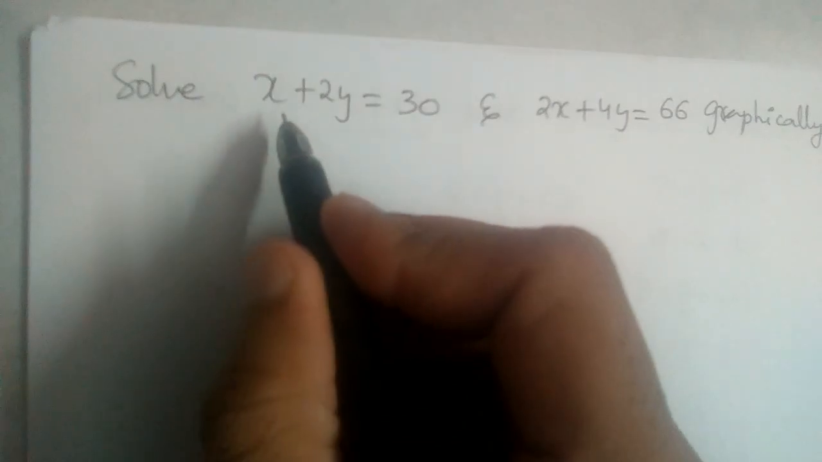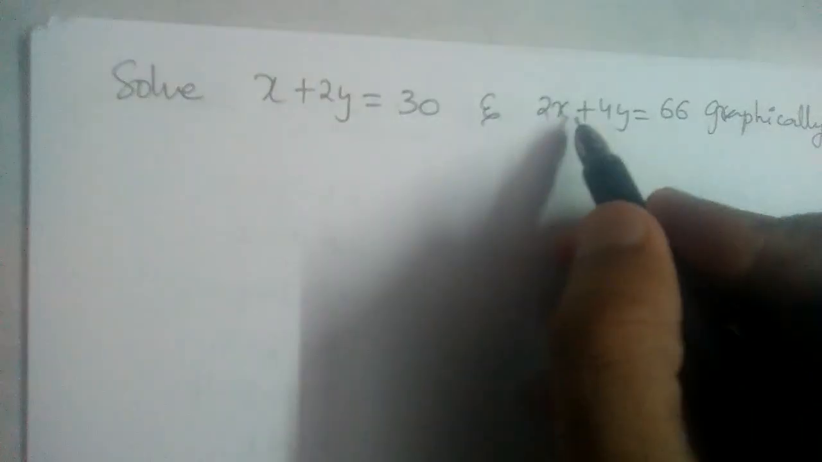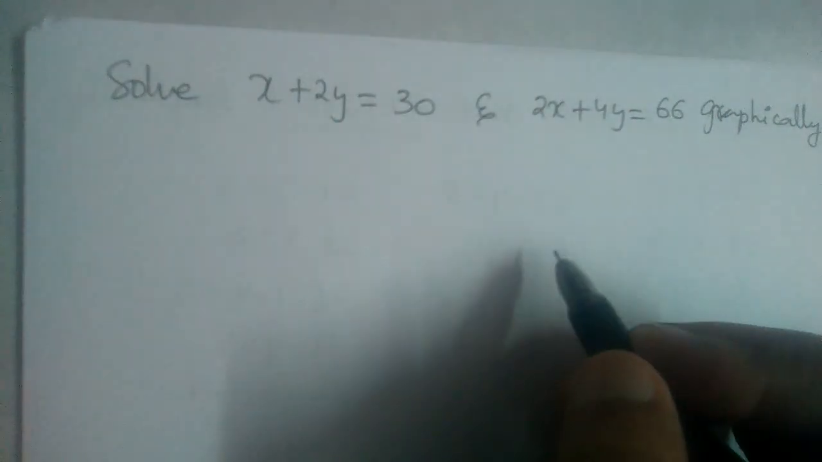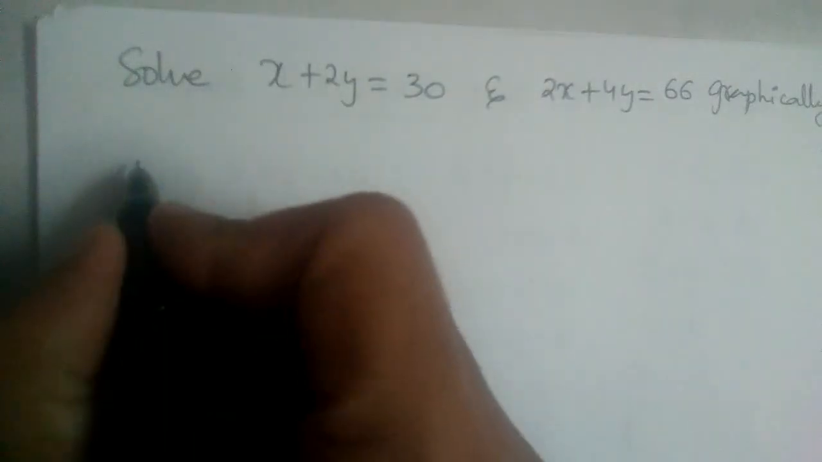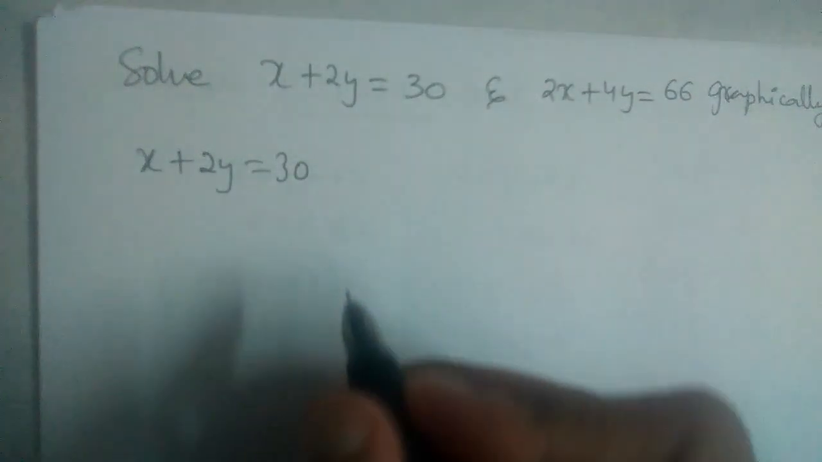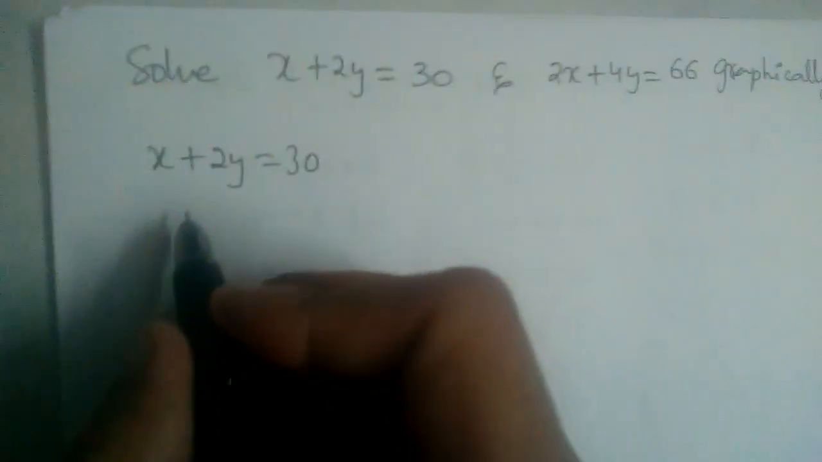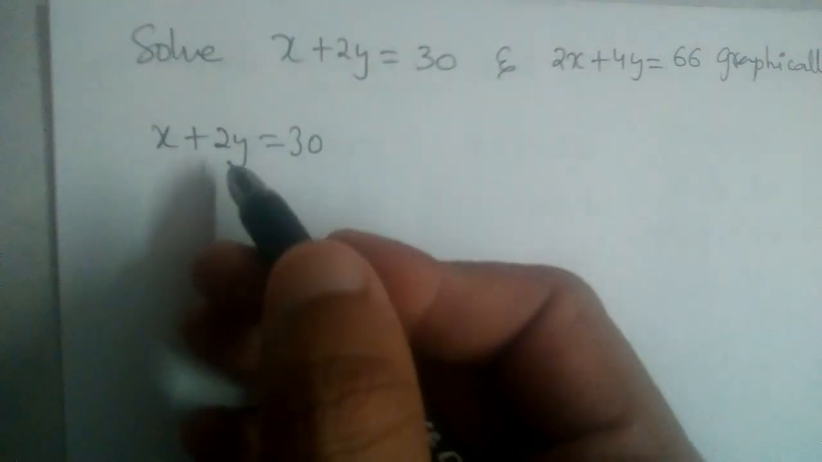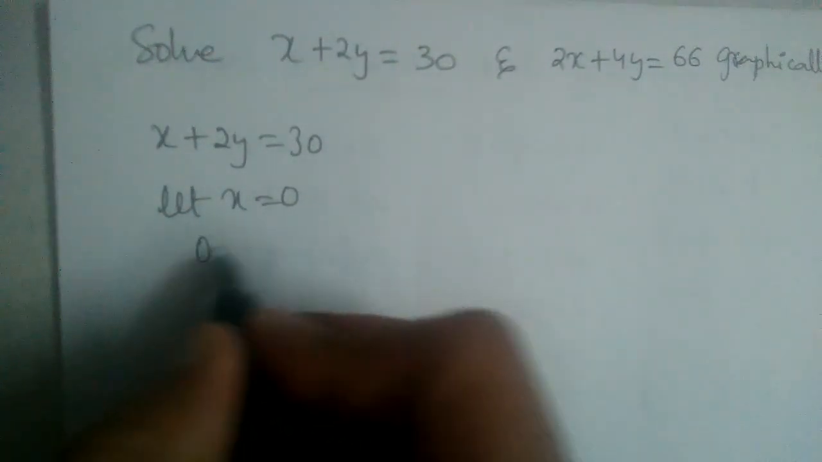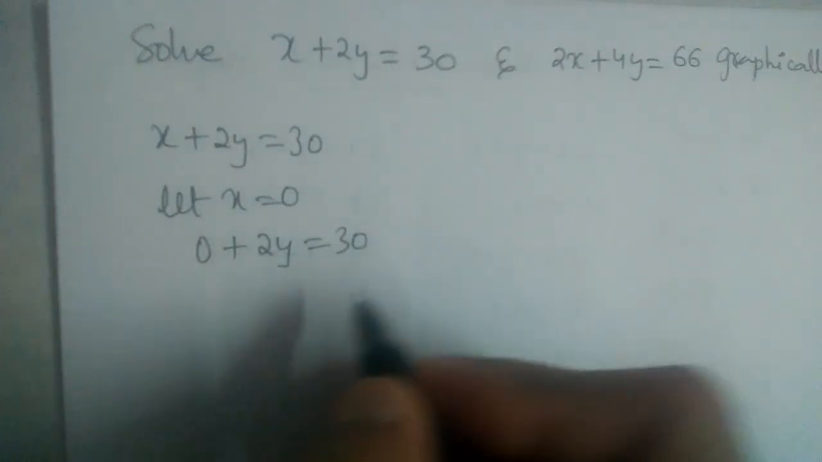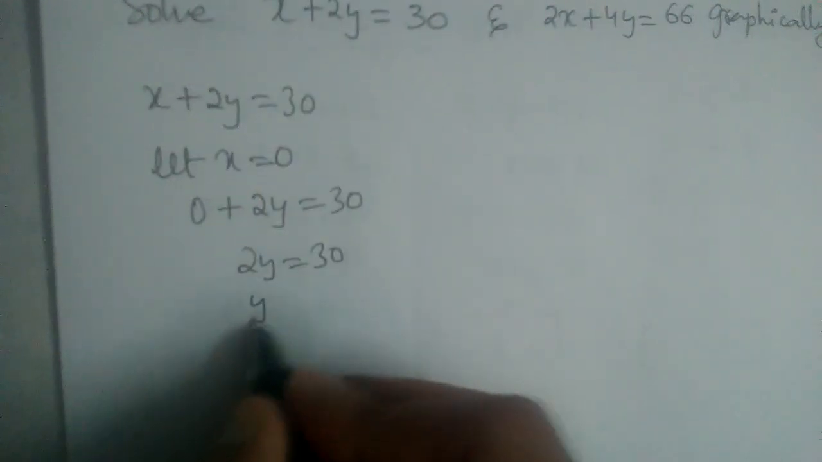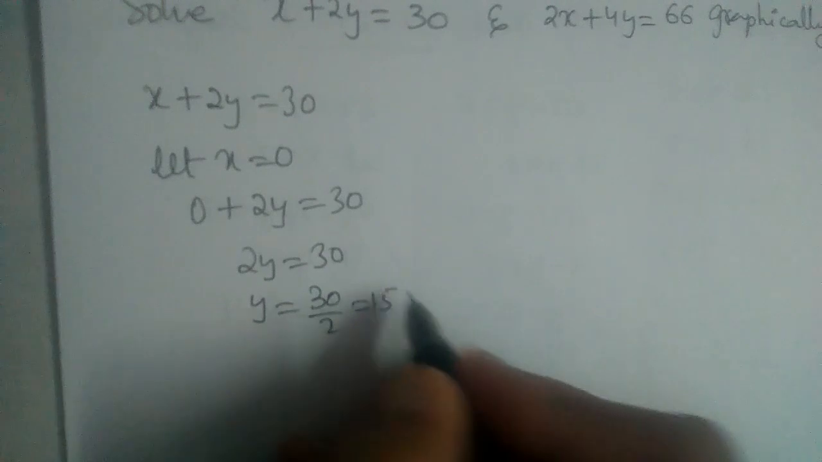We have a question here. x plus 2y is equal to 30, 2x plus 4y is equal to 66. Two equations are given. We need to solve them graphically. Okay, so let us first solve this equation, x plus 2y is equal to 30. We know the procedure, right? We should substitute different values of x or values of y. So let us substitute x is equal to 0 first. So this will become 0 plus 2y is equal to 30. All right. So 2y will be equal to 30, y will be 30 divided by 2, 15.